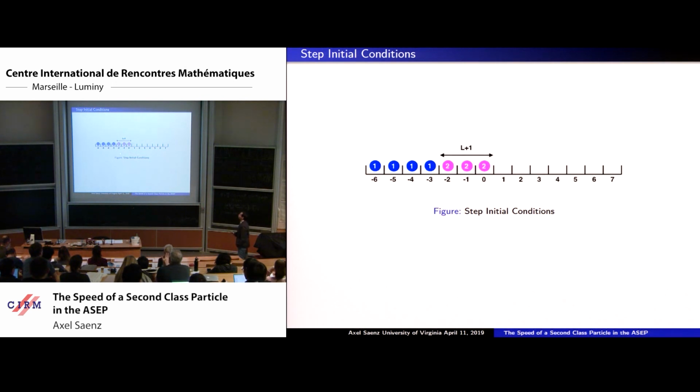In particular, we're interested in the distribution of the last second class particle in the configuration. And we're going to look at the distribution as time increases. Using the block probabilities and this symmetry due to integrability, that's how we're going to be able to prove it.